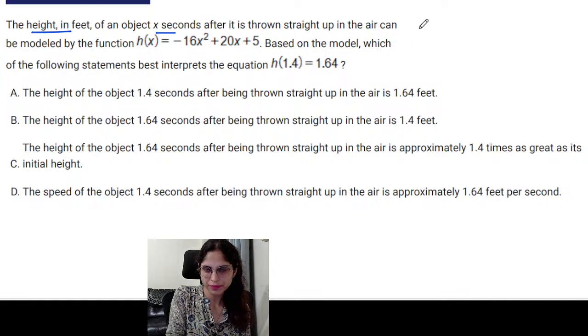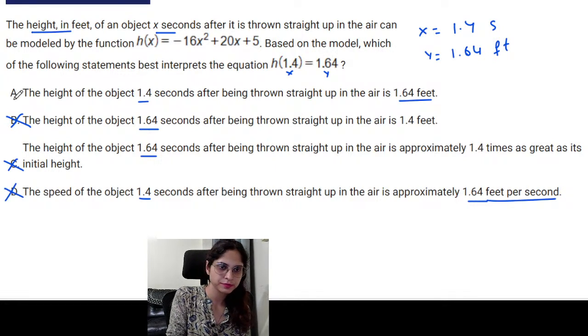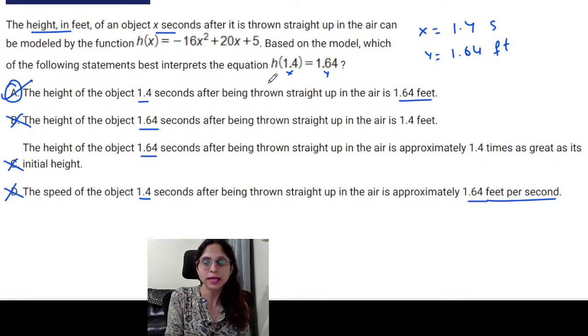So from here, x is 1.4 seconds because this is my x, and this is my y. So my y is 1.64 feet. 1.4 seconds, 1.64 feet. 1.64 seconds, option is gone. 1.4 seconds, 1.64 feet per second. It just has to be feet. There is no feet per second. The remaining option is your answer, and that is the interpretation.